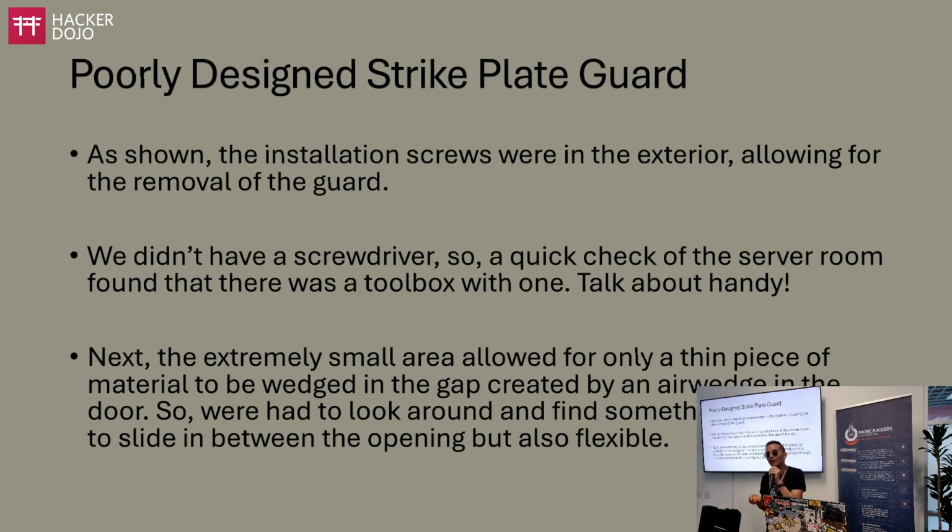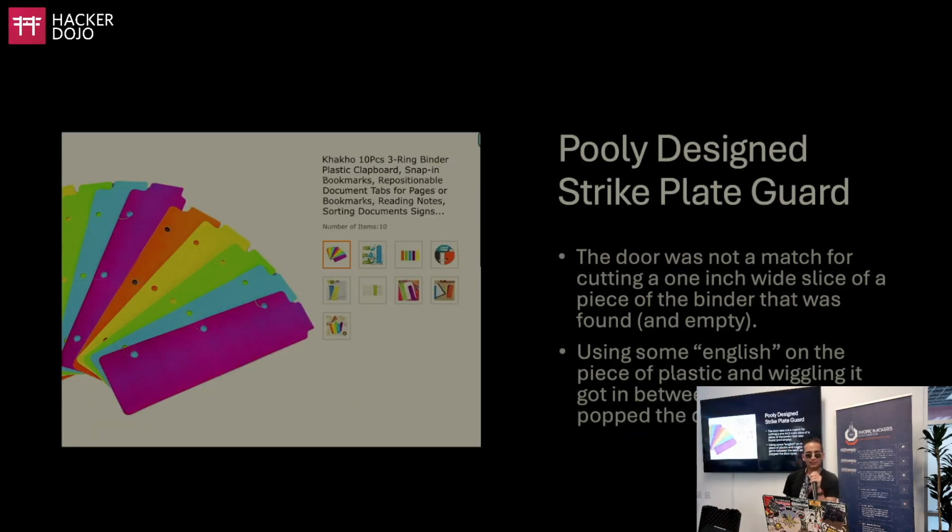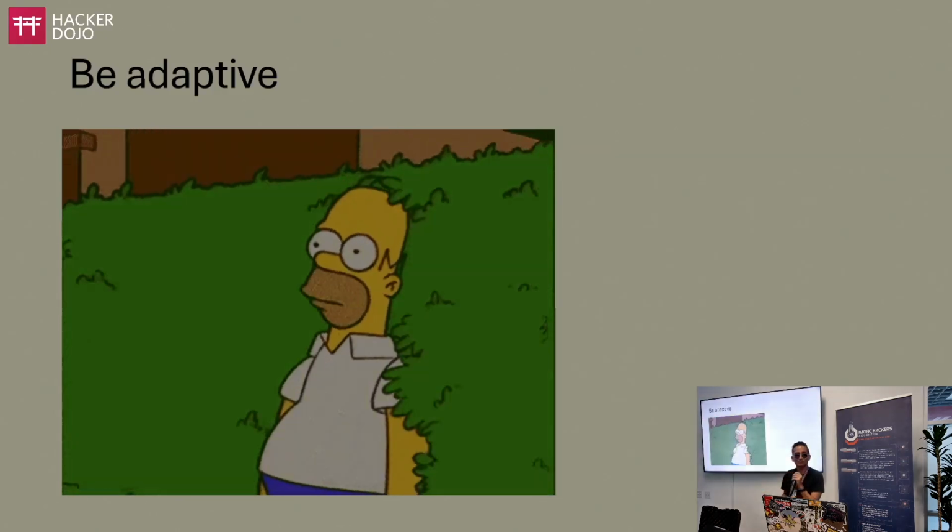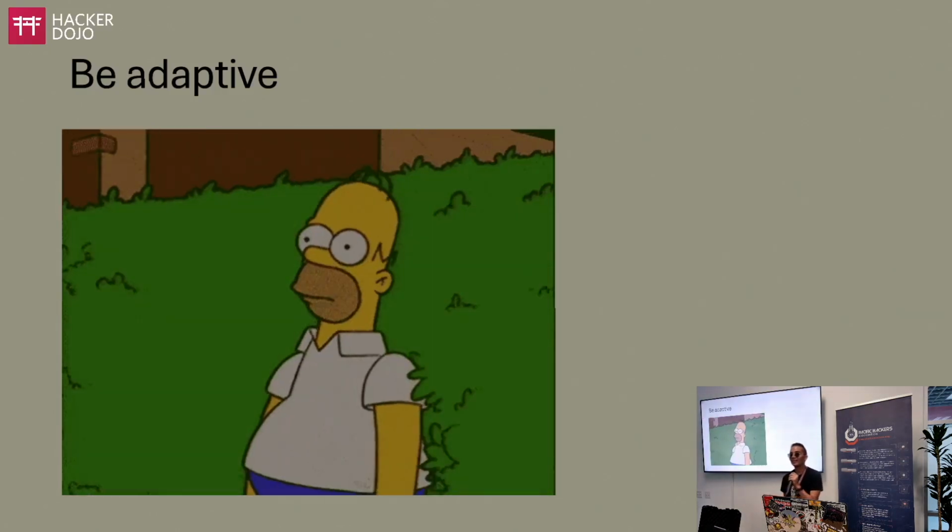But it's not quite, you can't get anything in there. So basically now we have to find a thin piece of something that's rigid enough to push open the door, and use the air wedge to create a small gap so we can force it open from the outside. And enter these little guys, those three-ring binder things. So we looked around and we're like, all right, this is flexible, and I think if I push on it, if I put some English on it, I can get it. So we just cut a piece of that, put some effort into it, and then the door popped open.